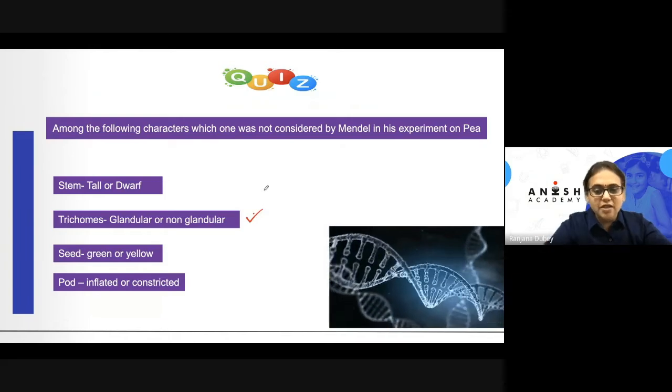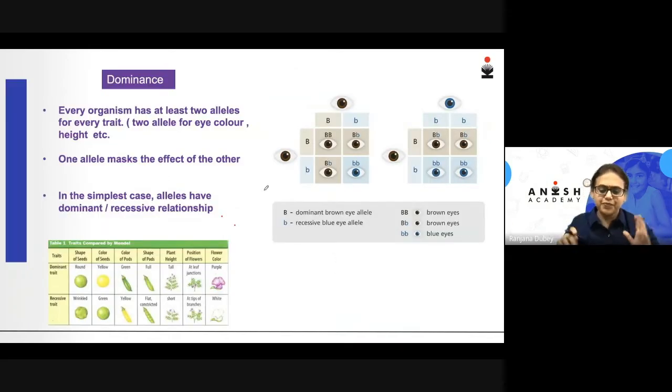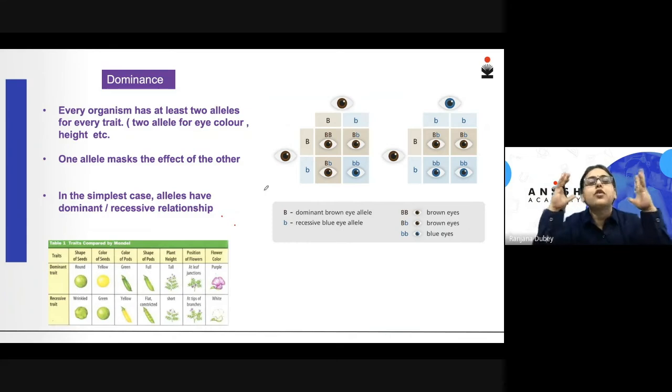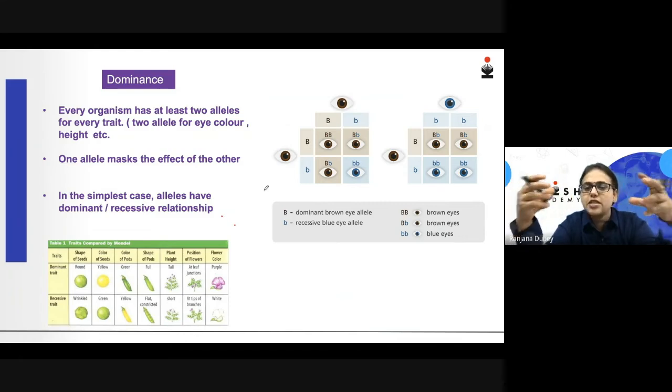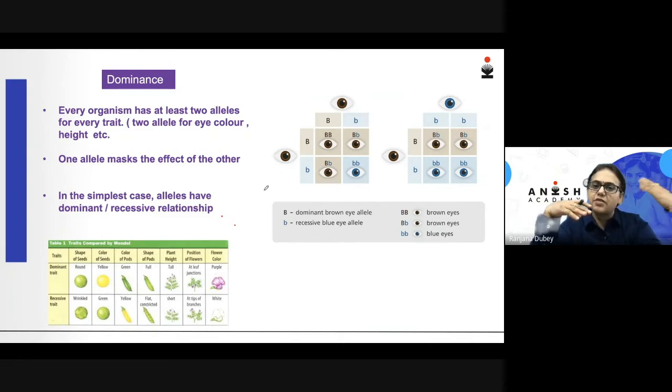So, option B is the right answer. Now, Mendel started experimenting with the pea plant, which had a diverse range of contrasting characters. After developing the true breeding varieties, what are the true breeding varieties? Means which are exactly similar to their ancestors, completely similar to their ancestors.